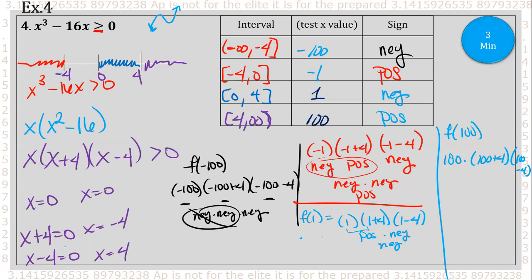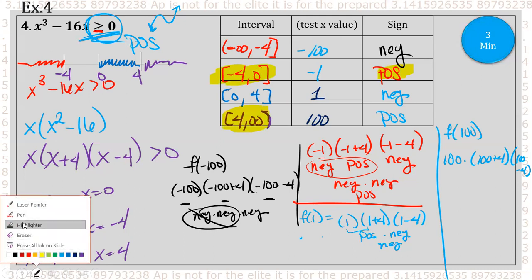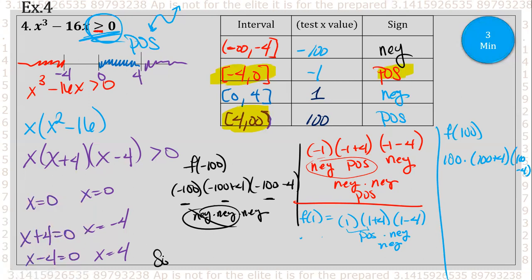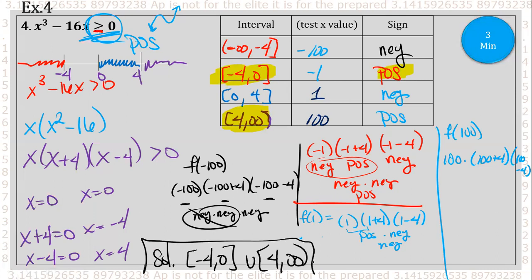Alrighty, so what is this looking for? Well, this is looking for when it is positive. So our answer should be this right here that I'm going to highlight. Everything that is positive. So these two are our answers. Let me write it in black. So our solution should be all numbers in the interval from negative 4 to 0, closed bracket, union, bracket 4 to infinity, parentheses. So hopefully this made sense, guys.